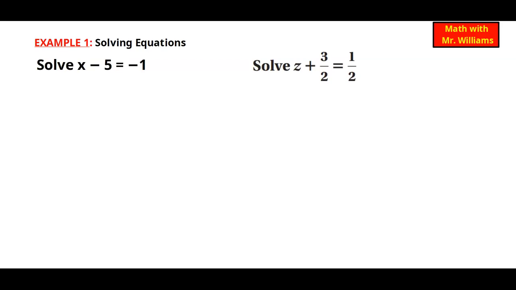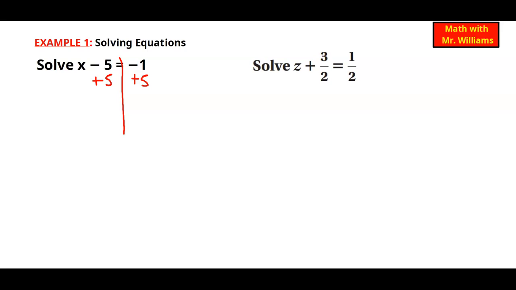Math of Mr. Williams, example 1. Solving equations. Solve x minus 5 equals negative 1. So let's go ahead and start off by drawing our line of equality here. Now I'm going to use my inverse operation. So I see my minus 5, so I'm going to add 5 to both sides of the equal sign.